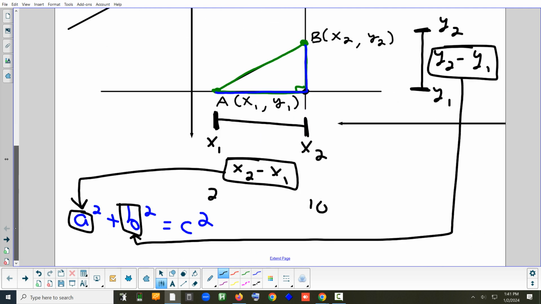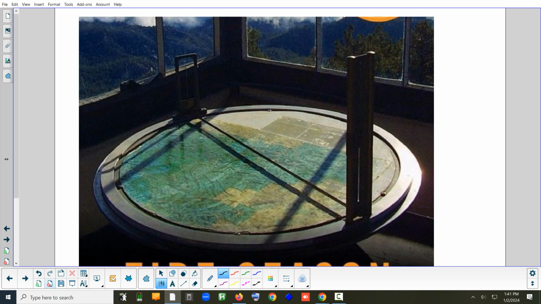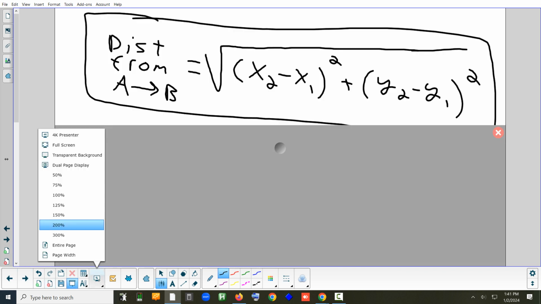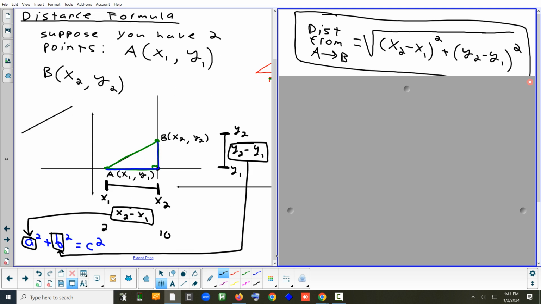So let me write that up. Let me put this back on so we can see both. Okay, so the first thing I did is I changed A to x2 minus x1, and you square it. B is the height of the triangle, which is y2 minus y1, and you square it. You add those two things together.